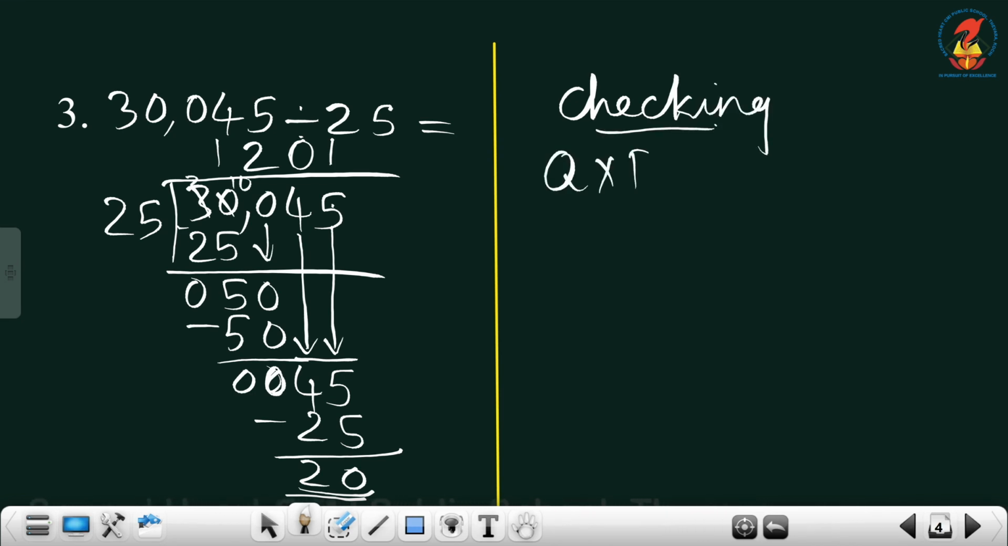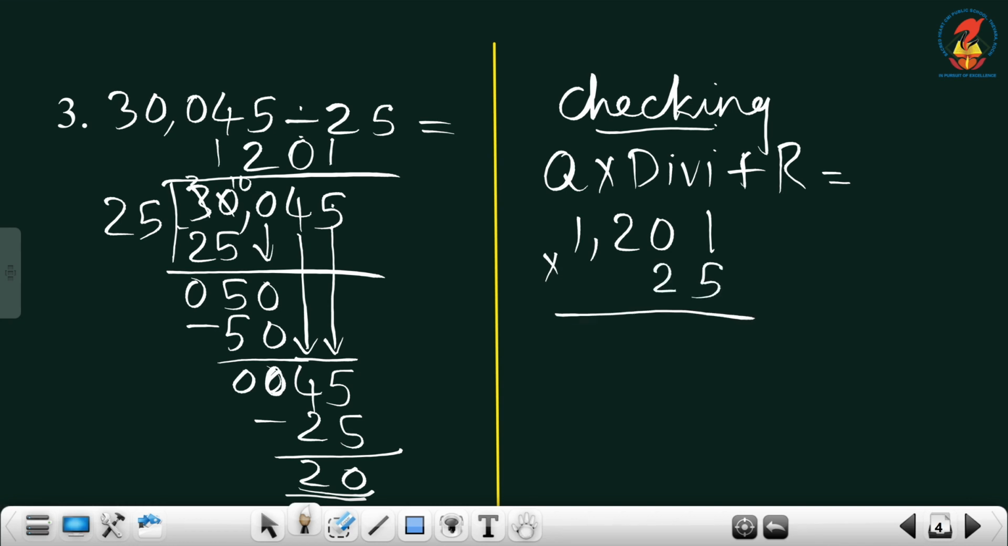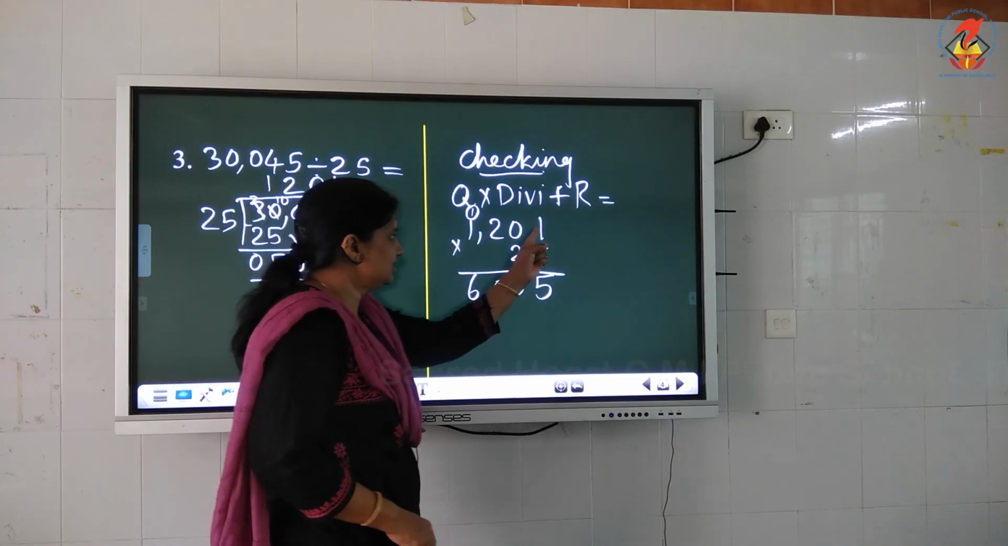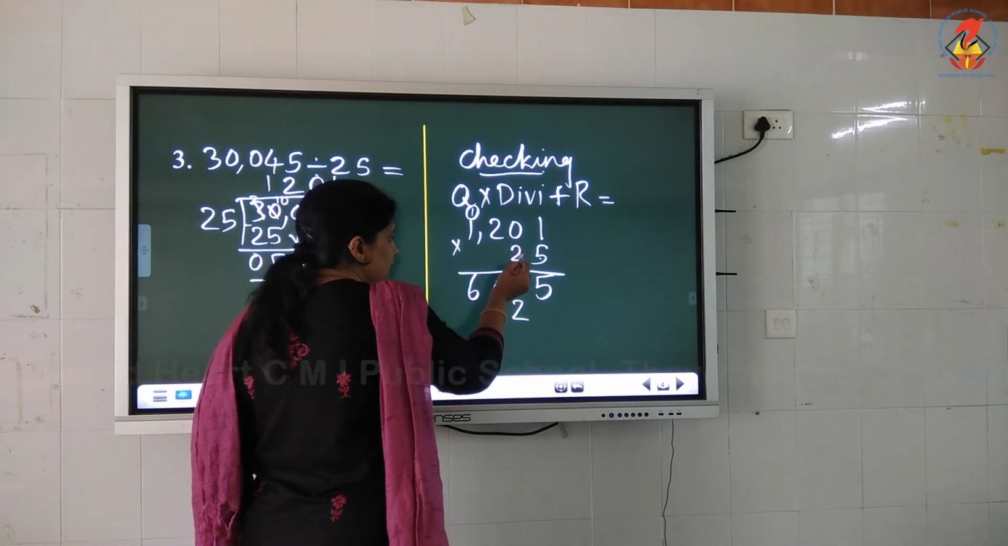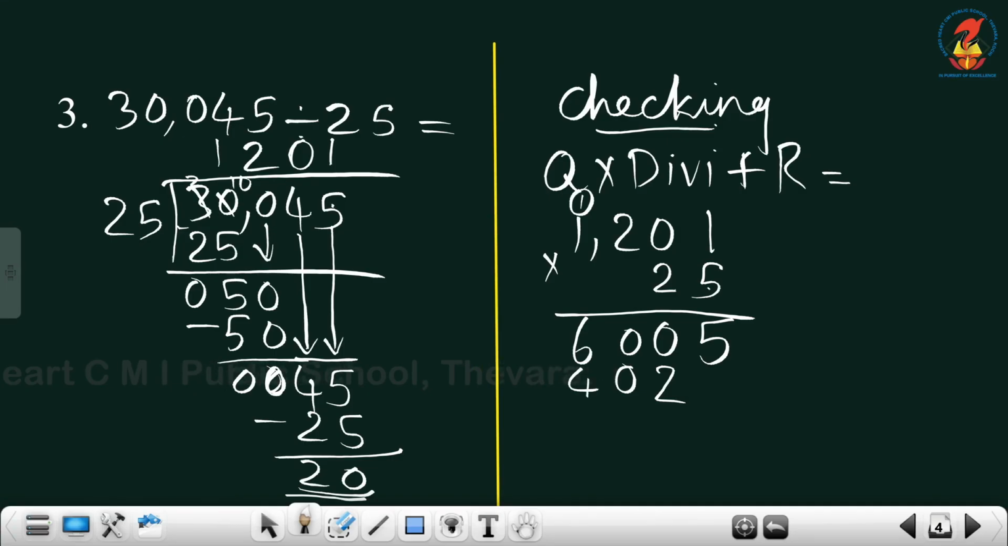Checking, right? Quotient into divisor plus remainder. Okay, quotient is what? 1201 into divisor is what? 25. 5 ones are 5, 5 into 0, 0, 5 twos are 10, 0, 1. 5 ones are 5, 5 plus 1, 6. First digit, first step is over. Then second step, 2 ones are 2. That I can start it from tens place to the left only. 2 into 0, 0. 2 into 2, 4. Then 2 ones are 2.